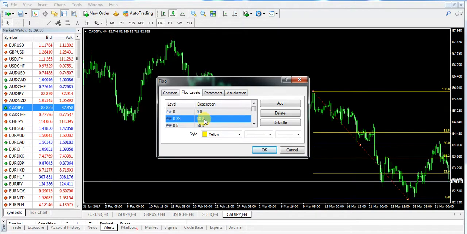Now here under description, make sure that you also put 0.33, because that is what you will see appearing here, and you will see all the changes when we hit OK. That is what you see appearing here. So if you don't change that as well, you're going to get really confused, because your actual line is going to be sitting at 33%, but your label for the line is still going to be 38.2%. It's going to be really confusing. Now the golden ratio we change as well, and double click over there. We change this to 66%, 0.66.